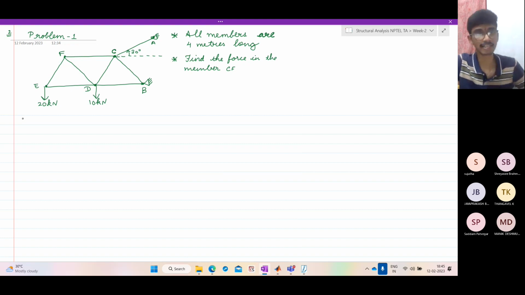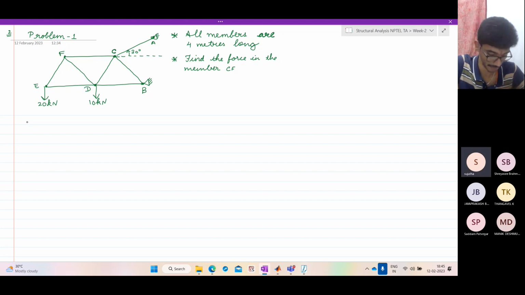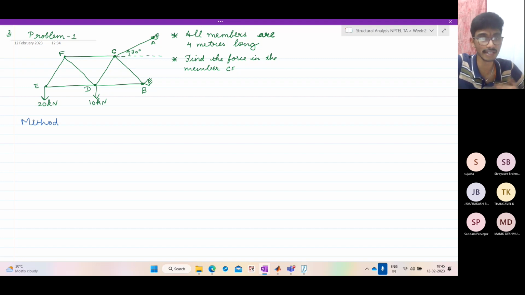So could anyone tell me what is the best method to solve this? Method of joints or method of sections in this problem? Just guess which is better. Sections, sir. Method of sections. Very good. Method of sections is better because you'll get the answer in one step, as we need the force only in one member. So let us go to the method of sections.